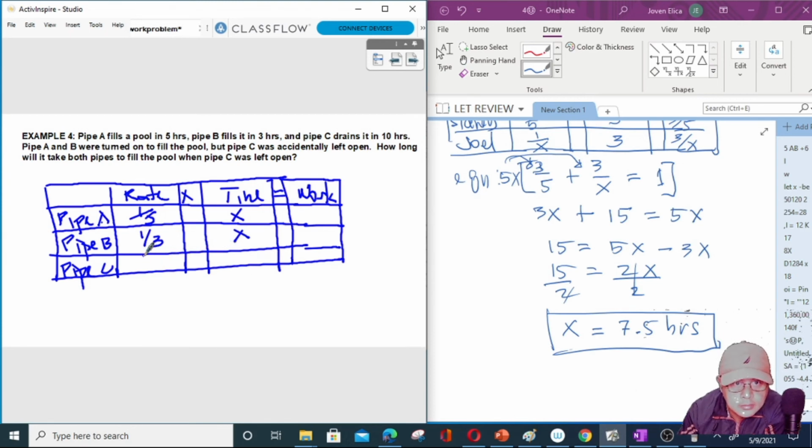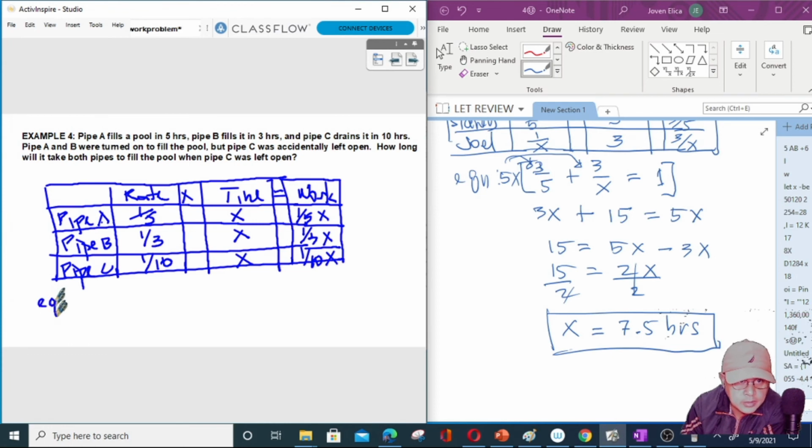And pipe C was accidentally left open. C drains in 10 hours, so the rate is 1/10. Same time, x. So multiply it: 1/3 x. This is 1/5, sorry. 1/5 x, and this is 1/10 x.